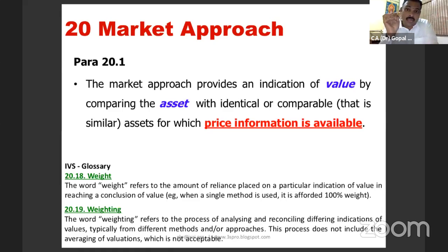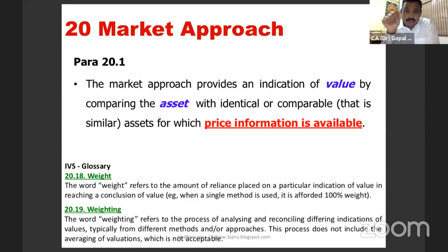Weighting, not waiting. That is different. This is weighting, so I am giving more weighting. Weighting is a process of analyzing and reconciling differing indications of value. So there are three methods with differing indications: on one 5 lakh, on another 4.5, and 3.5. So 5, 4.5, 3.5. Which value should I take? You have to give weighting to one and you are negating the other.